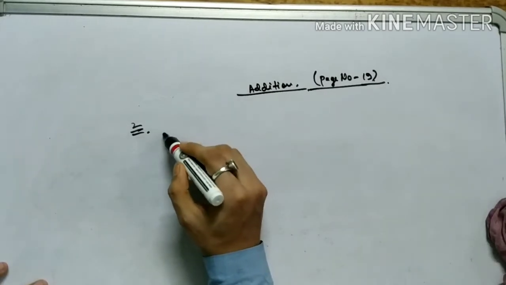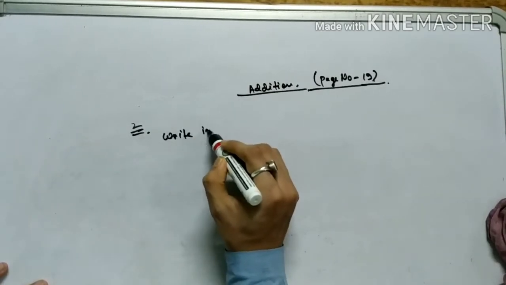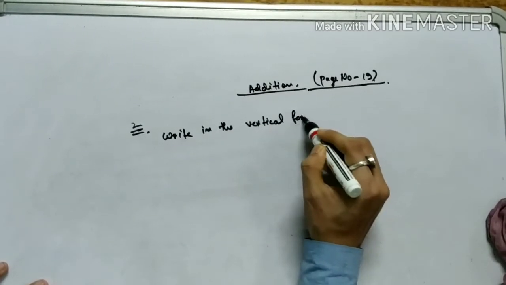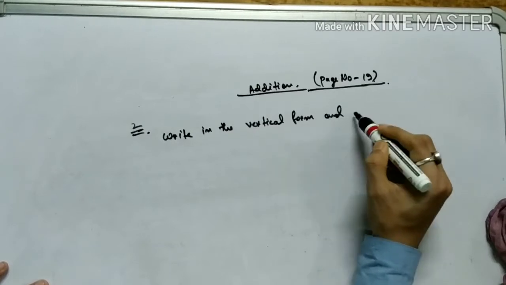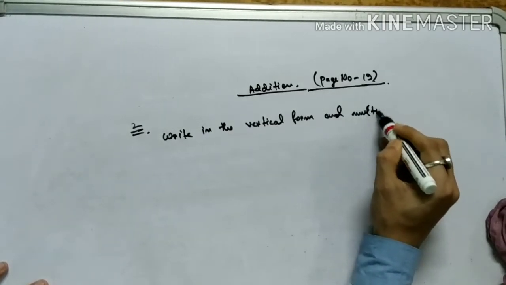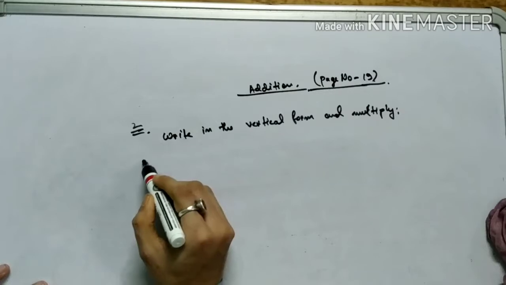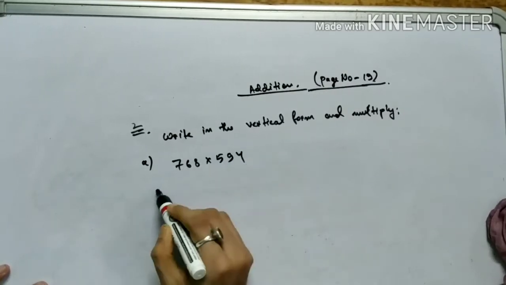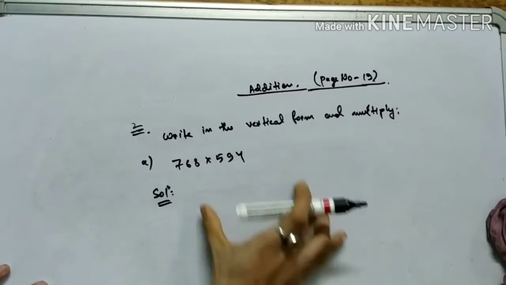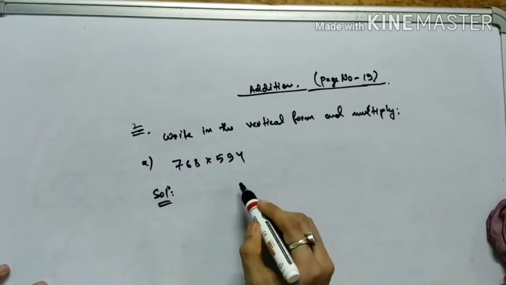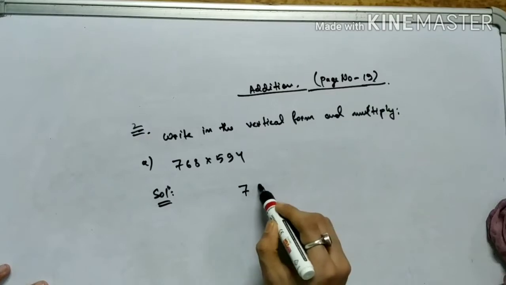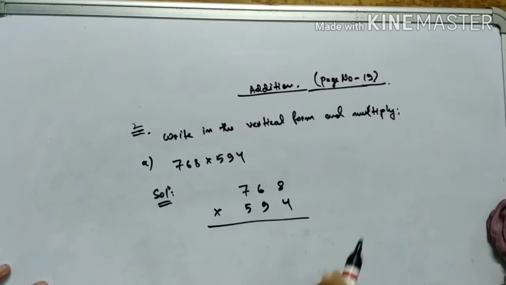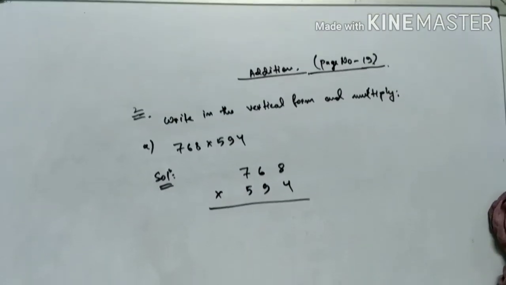Page number 19, type 2. Write in the vertical form and multiply. This is your first: 768 into 594. Write in vertical form. Vertical form means 768 into 594 written like this. This is your vertical form. Okay. Now I will multiply.